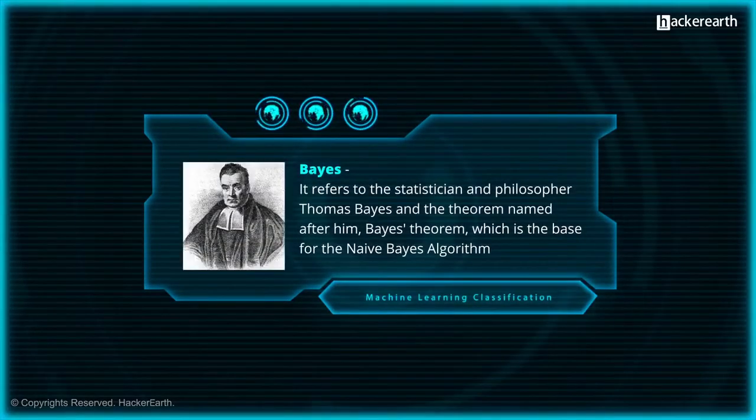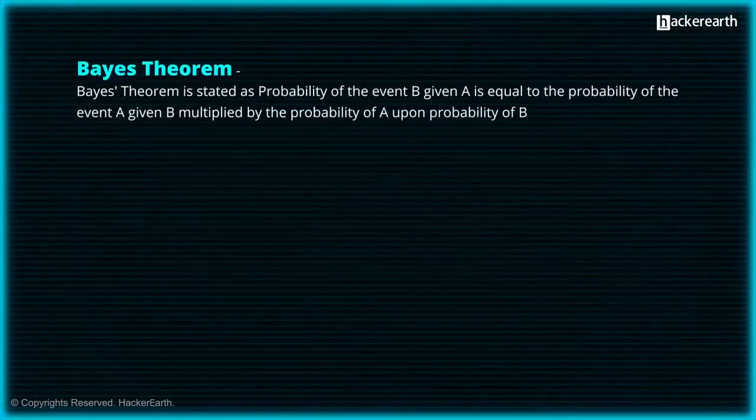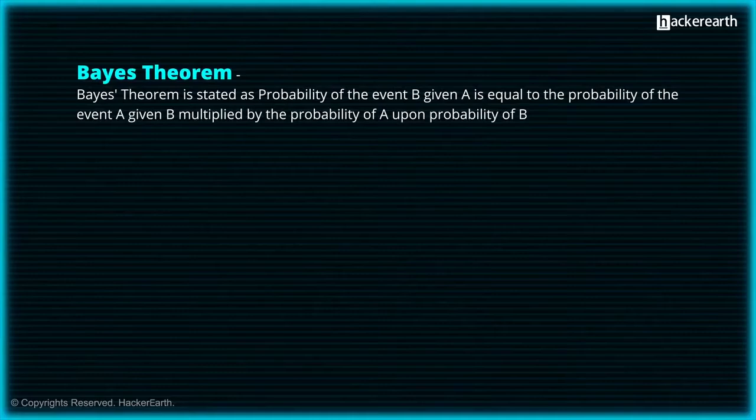As for the Bayes part, it refers to the statistician and philosopher Thomas Bayes and the theorem named after him, Bayes' theorem, which is the base for the naive Bayes algorithm. As already mentioned, the basis of the naive Bayes algorithm is the Bayes theorem, which is alternatively known as Bayes' rule, or Bayes' law. It gives us a method to calculate the conditional probability, that is, the probability of an event based on previous knowledge available on the events.